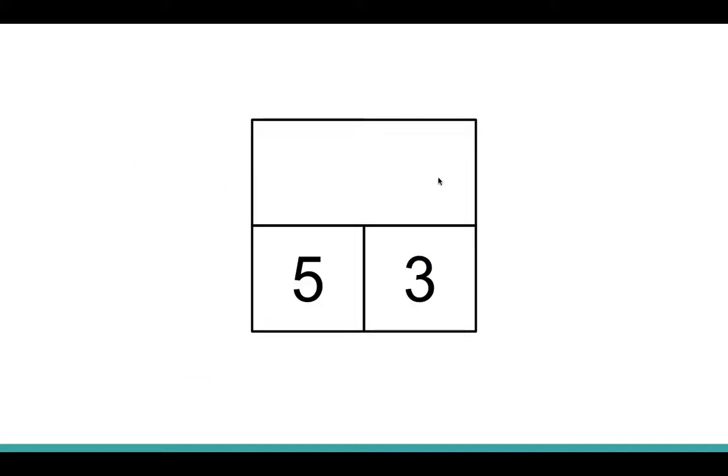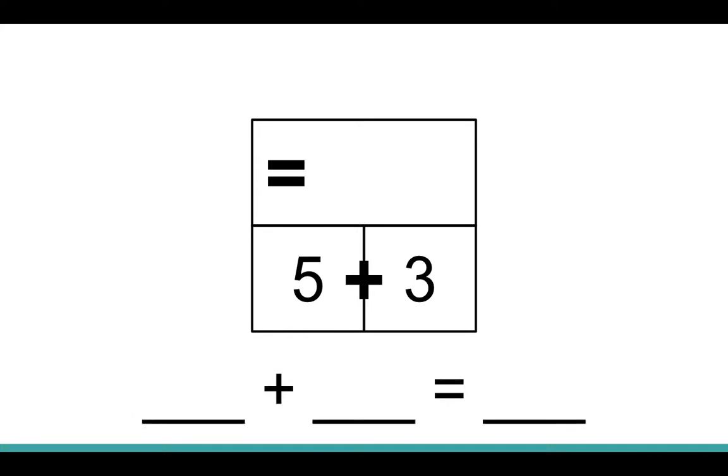Let's take a look at another example. This time I've got one part that's 5, the next part is 3. Remember, I can think of it as having the addition symbol in between those two parts because I need to add them together to equal the whole. We'll put this in an equation to help ourselves.